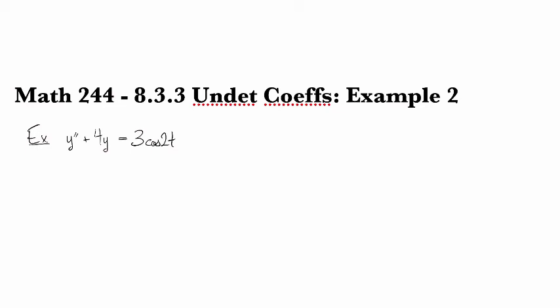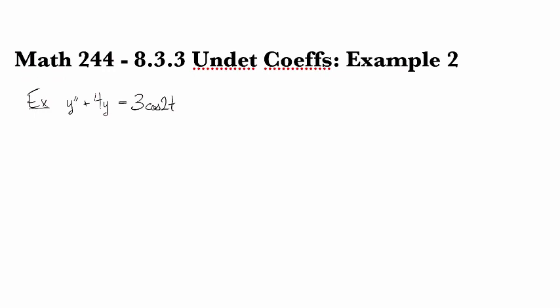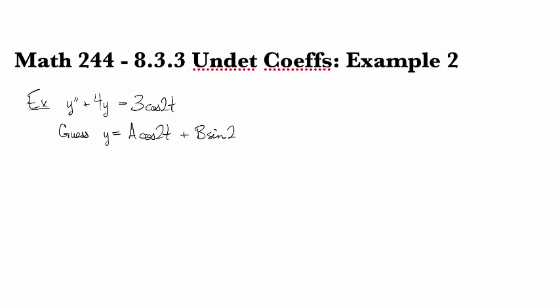For our next example of undetermined coefficients, we'll look at this one: y double prime plus 4y equals 3 cosine 2t. So our first choice for a guess for this one would be that y should look like some cosine 2t terms, and then, not repeating the mistake that we made last time, also include some sine terms to account for the derivative of y when we stick it into the equation there.